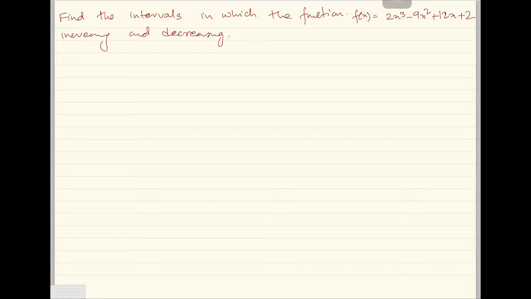Check this out. Find the intervals. Now this is the other type. We have to find intervals here in which the following function f(x) equals 2x cubed plus 9x squared plus 12x plus 2 is increasing or decreasing. Now we are not aware where it is increasing or where it is decreasing. Our work is to find out those intervals. Got it? So let's start.